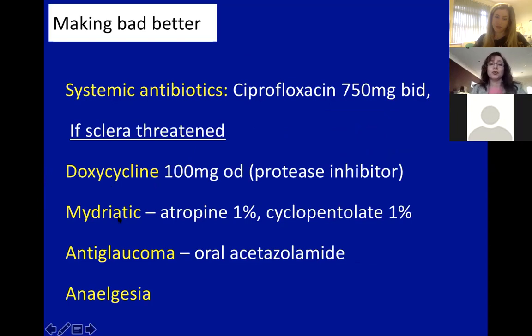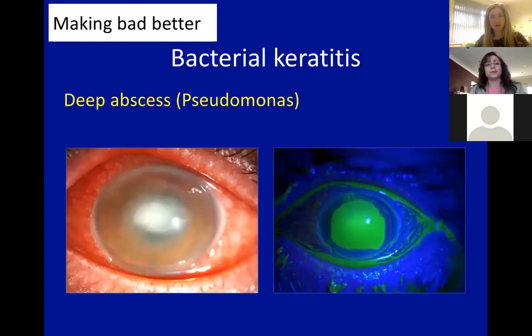It's important to use mydriatics, atropine or cyclopentolate, to relax the ciliary muscles. And when we use anti-glaucoma medication, if the pressure is high, we like to use oral acetazolamide because the trabecular meshwork is usually clogged by inflammatory cells. So you want something to reduce the aqueous formation rather than increase the aqueous outflow. And we sometimes use analgesics, paracetamol most likely. We don't like to use non-steroidal anti-inflammatories because of the effect on the cornea.